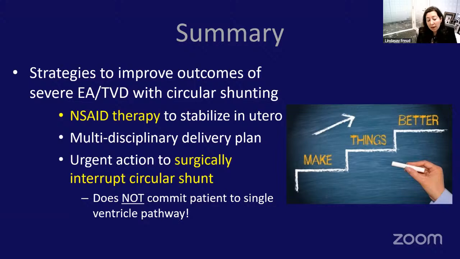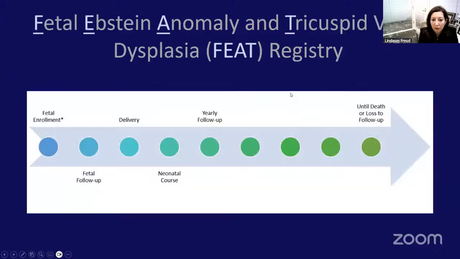And then what may very well be needed, and what we've certainly taken the approach on, is to be very aggressive and urgently surgically interrupt the circular shunt in the early period in order to provide a more stable neonate that can make it through a very rocky neonatal course. But again, want to remark that that does not commit the patient to the single ventricle pathway.